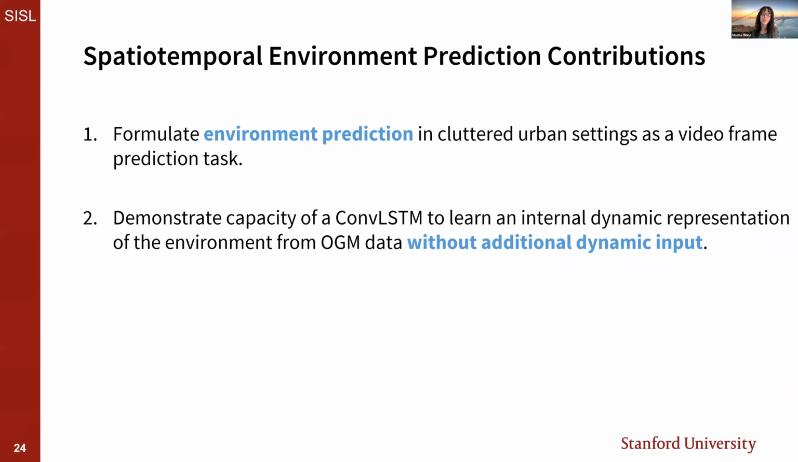Our contributions here are twofold. First, we formulate the environment prediction task in a cluttered urban setting as a video frame prediction problem, due to the similarities in structure between the two problems. Then we demonstrate the capacity of a convolutional long short-term memory network, or ConvLSTM, to learn an internal dynamic representation of the environment solely from OGM data without additional dynamic input.